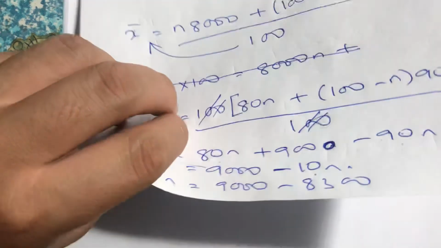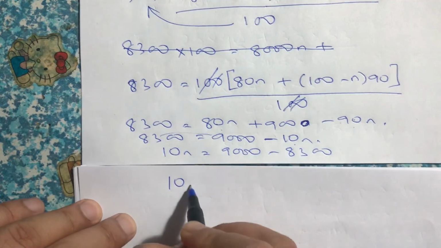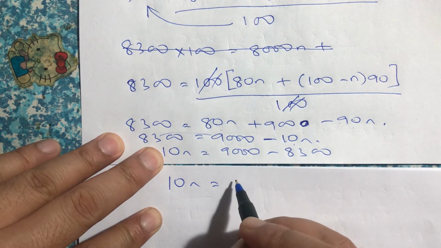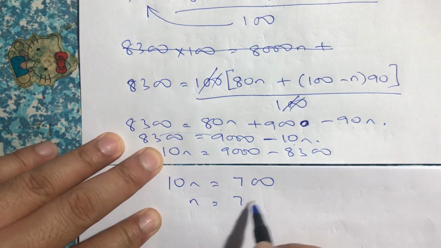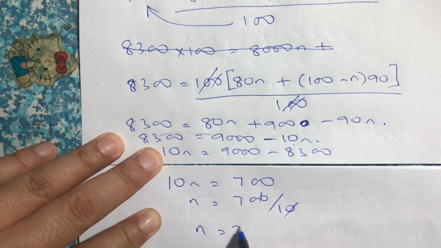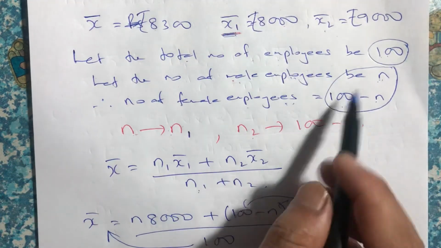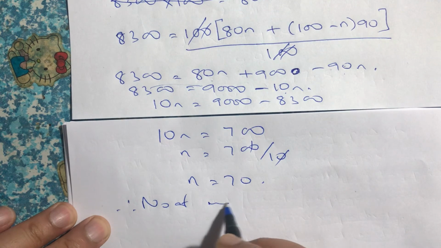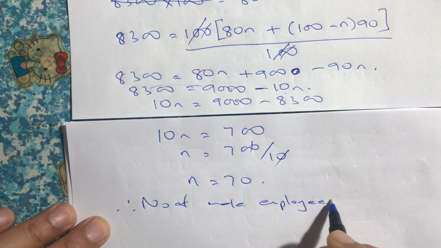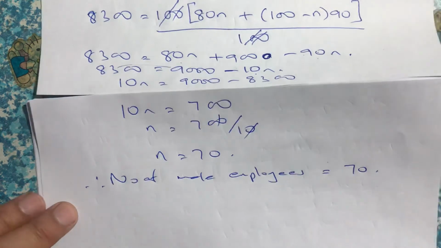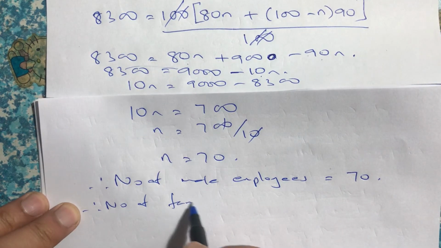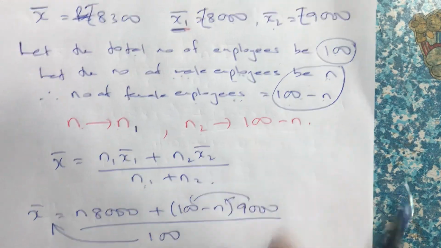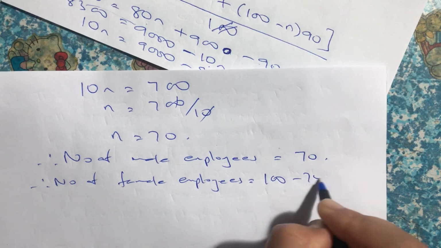So then I can get 10n is equal to, subtract this, what do I get? 8300 means we get 700. So n is equal to 700 by 10, and then n is equal to 70. But what is n? n is the number of male employees. So therefore the number of male employees is equal to 70. Therefore the number of female employees is 100 minus n, so 100 minus 70, that is equal to 30.